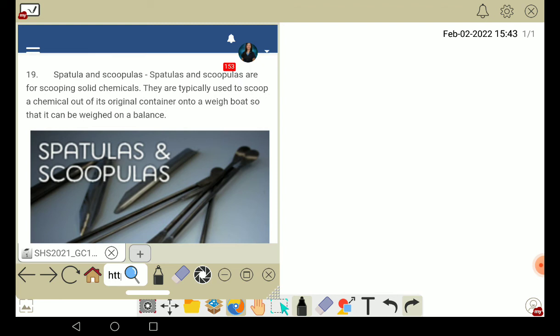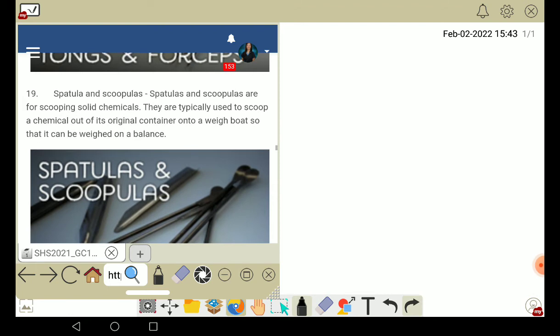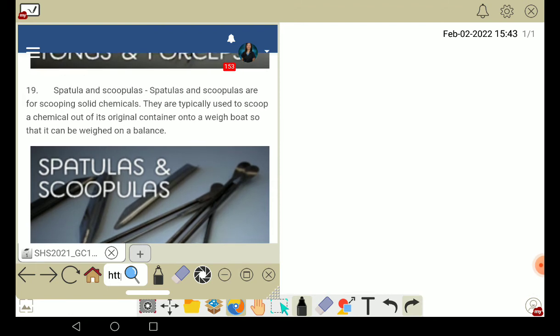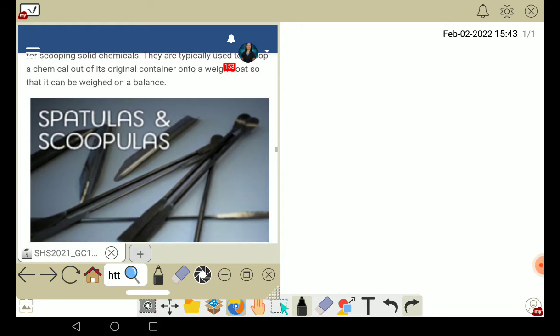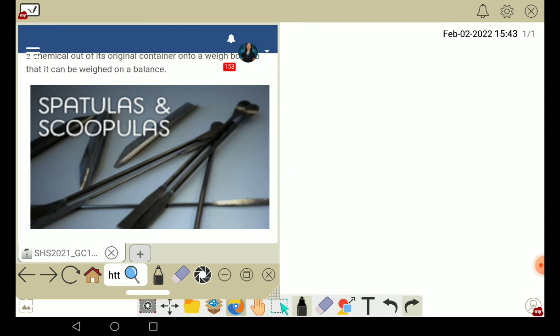Okay, next we have spatulas and scoopulas. Spatulas and scoopulas are for scooping solid chemicals, for example, salt. They are typically used to scoop a chemical out of its original container into a weigh boat, so that it can be weighed on a balance. Scoopulas are called scoopulas because of their shape. Example, this one.